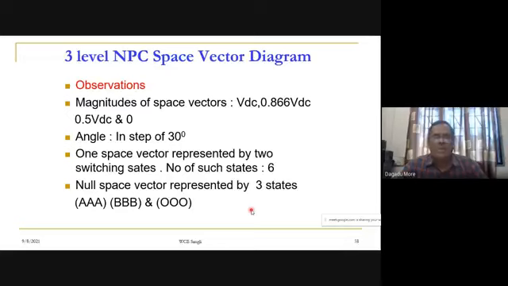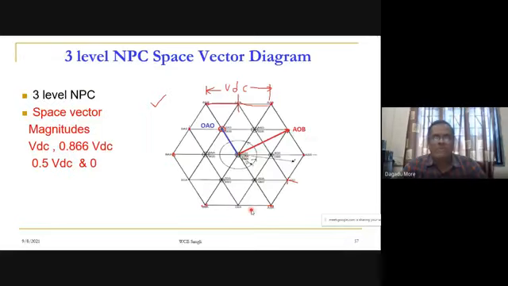And how do we obtain the 27 switching states? We can compute this as an exercise. You can also take any one state and do the exercise. So any questions from your side?